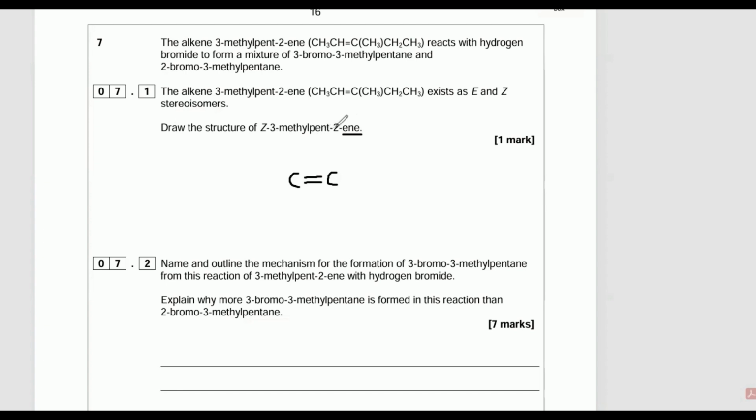Now it says pent-2-ene. So I know that this is the second carbon. I might make this one the second carbon, so I'm going to go ahead and add a carbon here. I'm drawing a displayed formula here, but you could do this as a skeletal formula as it doesn't specify, got to be displayed, etc.